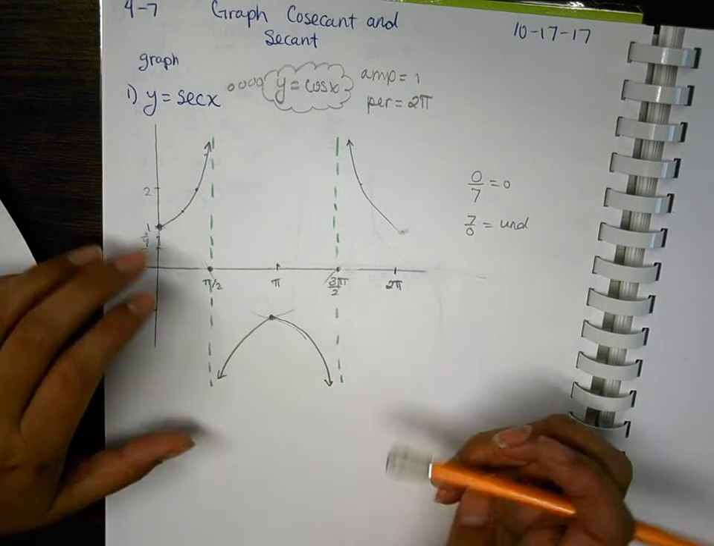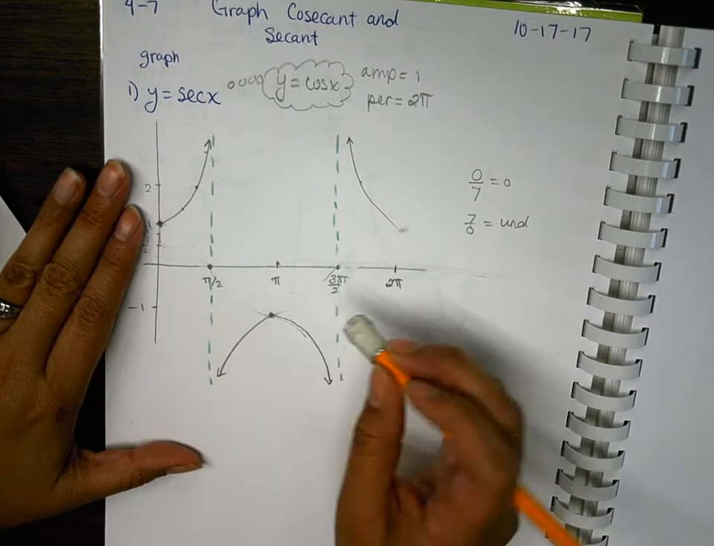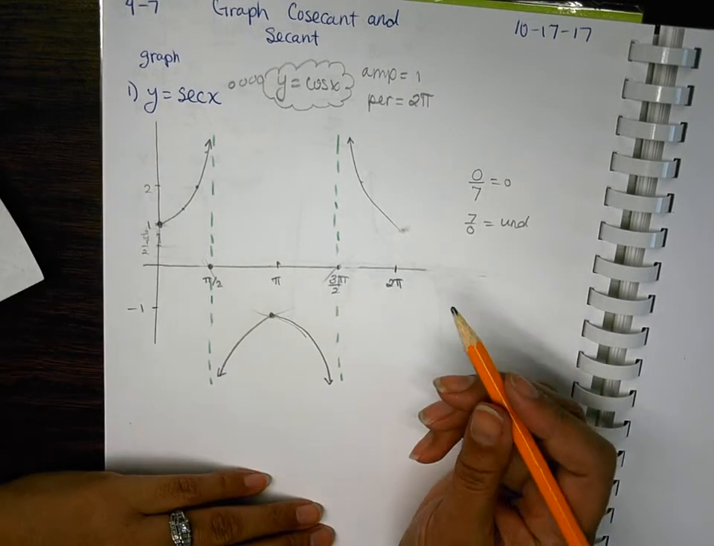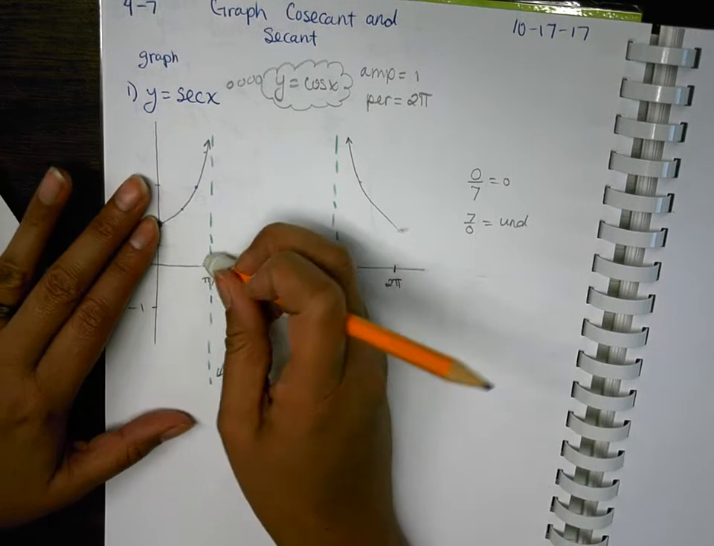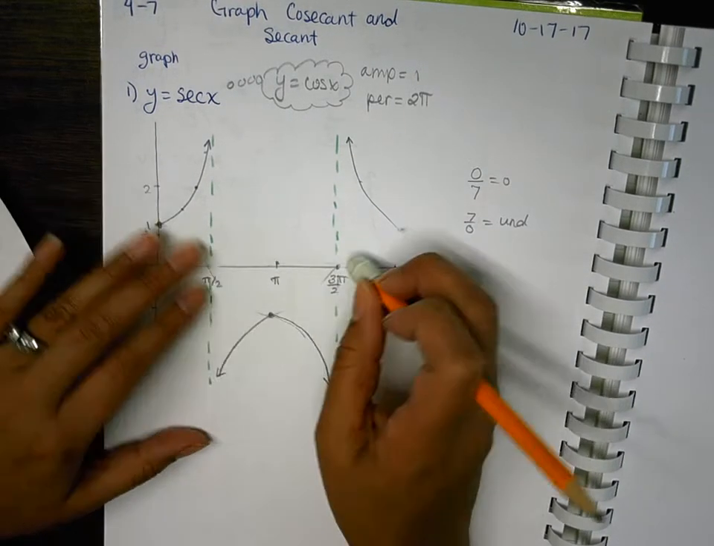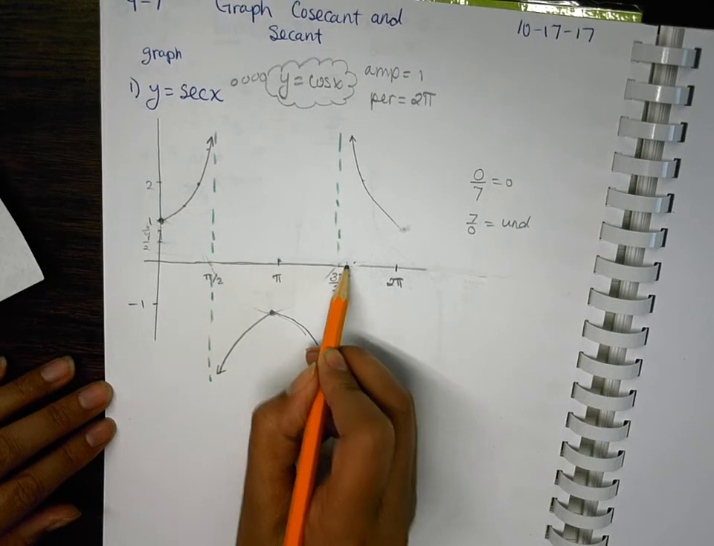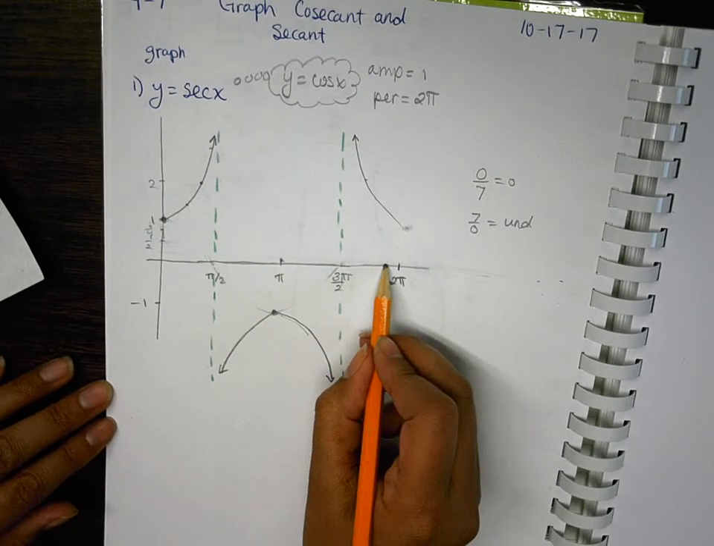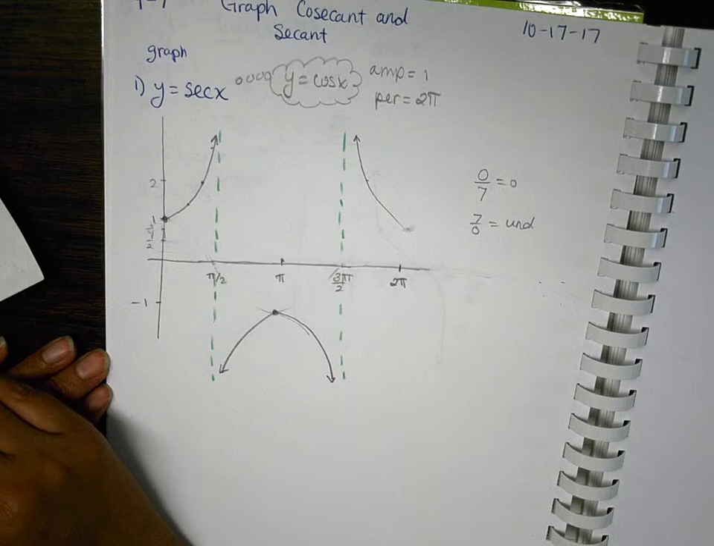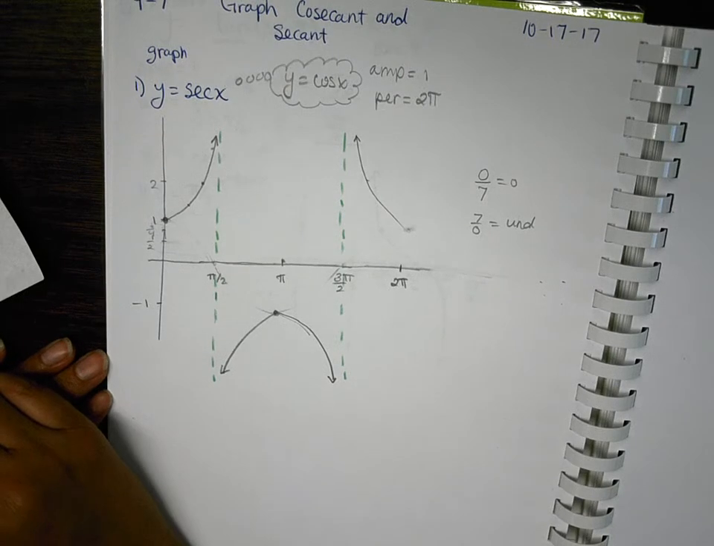Yes. Would you erase the dots at pi over 2, or would you keep them there? Since it's an asymptote? It doesn't matter. I'm not going to mark it wrong if you left them there. But yes, technically there's no points there. So yeah. Are we good?